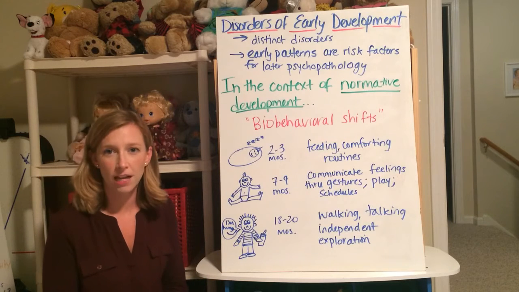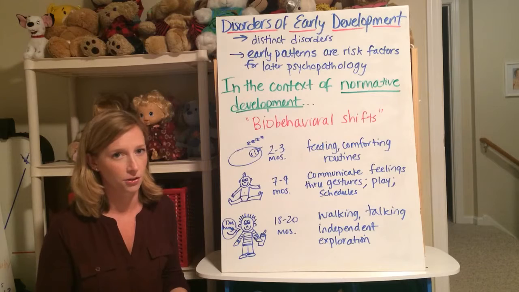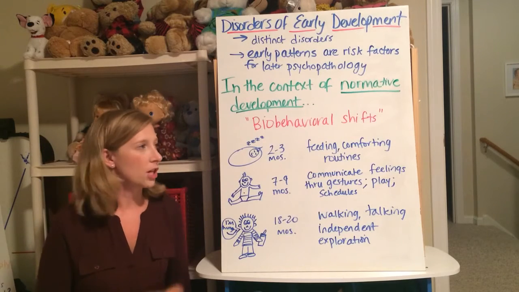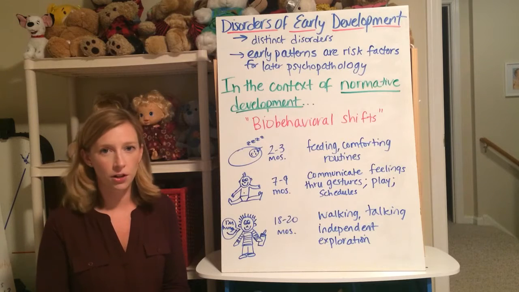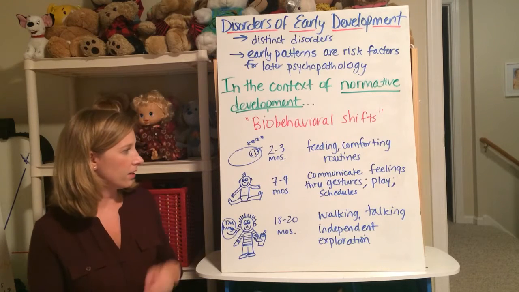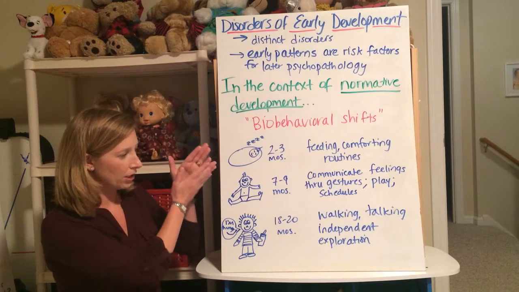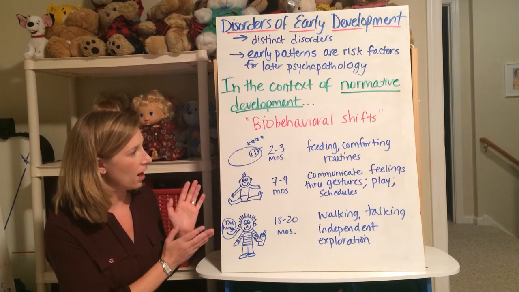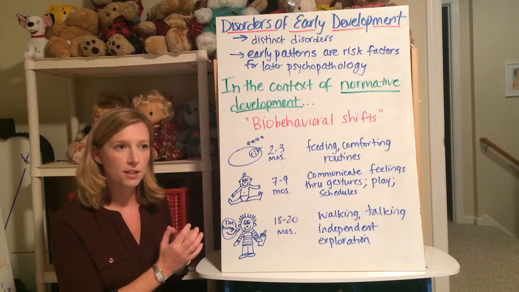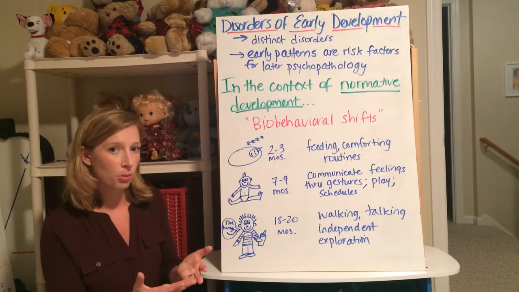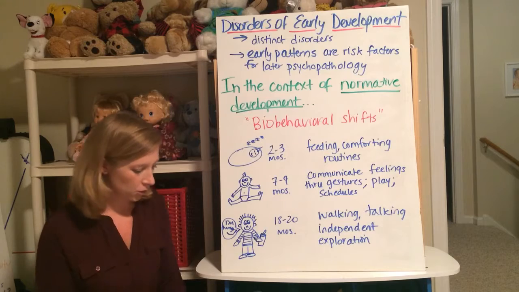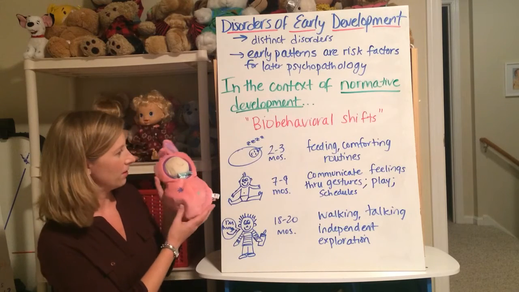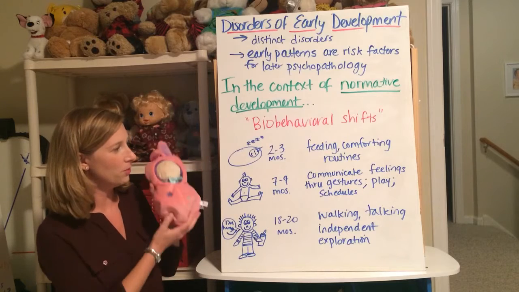So we're going to spend a little time talking about normative infant and toddler development right now. In the chapter, touch points or biobehavioral shifts are discussed, and these are basically three periods of time or developmental stages where infants and early toddlers experience different intrapersonal and interpersonal shifts. So the first one would be at the age of 2 to 3 months, like this little baby right here. This is a little 2 to 3 month old in the bundle.